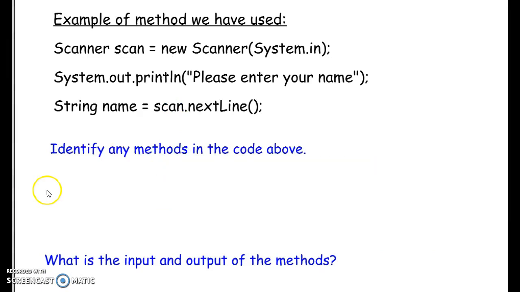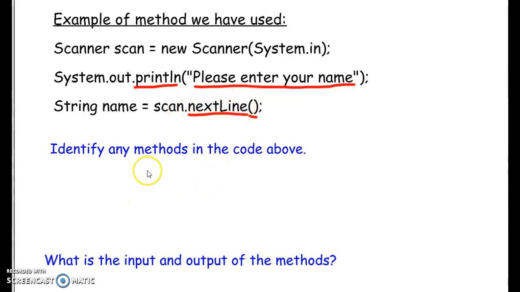Okay, last one. This one might be a little confusing, but I'm going to have you see if you can identify any methods in here, and then any input and output of the methods. All right, so there are technically 2 different methods. This out.println is actually a method that takes in a string, which we've used before. And the second one is the next line, which doesn't have any input parameters. So the 2 methods are println and next line.